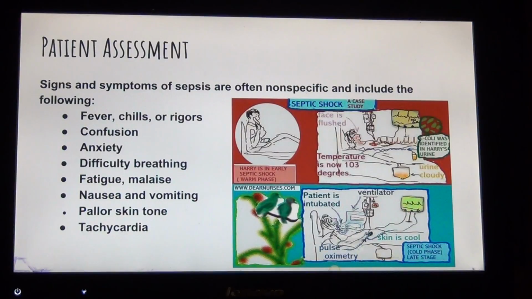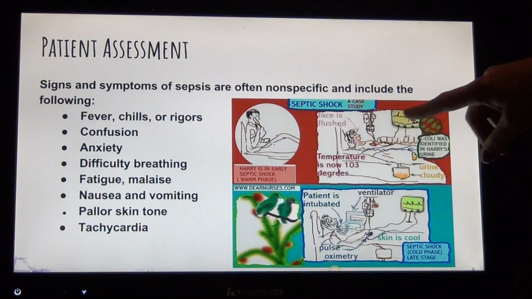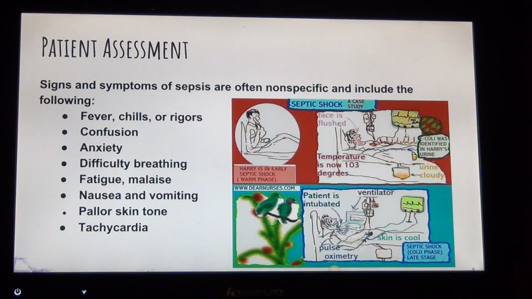In this picture, it shows Harry in the early septic shock warm phase. Right here it says Harry's face is flushed. His temperature is 103 degrees. E. coli was identified in Harry's urine. Urine is cloudy.